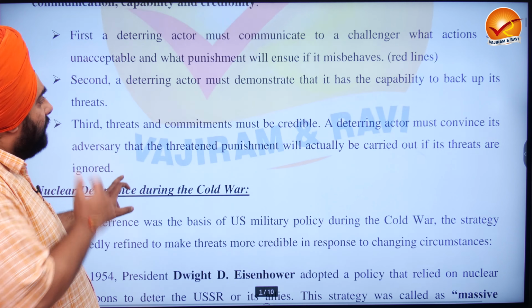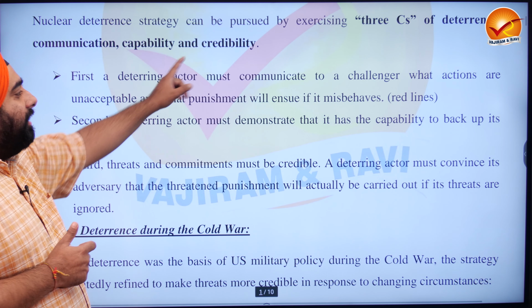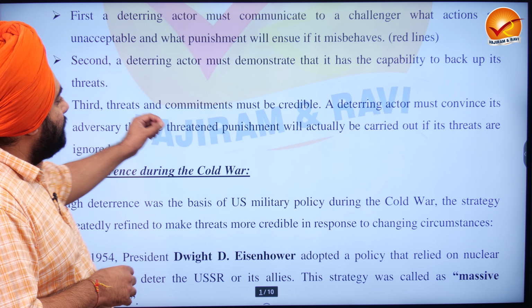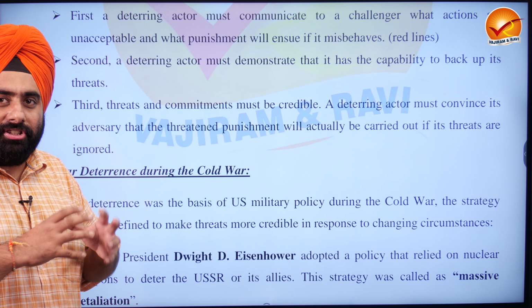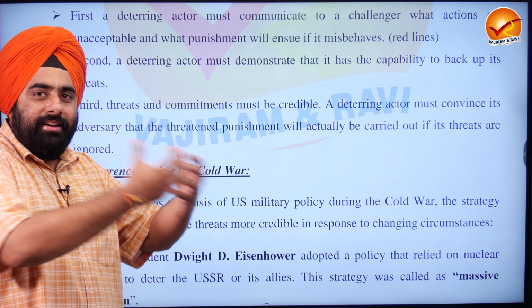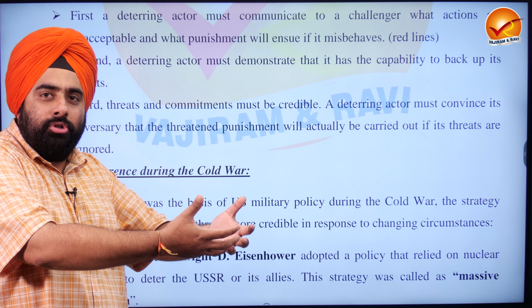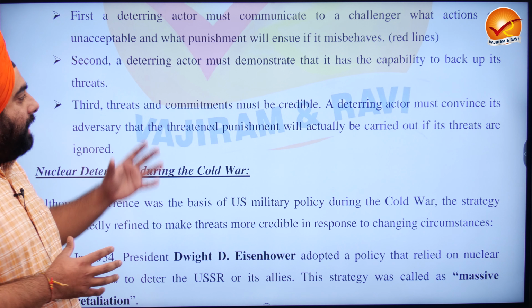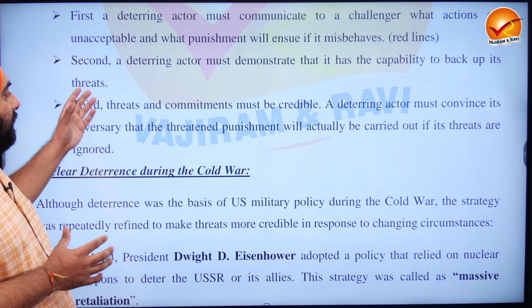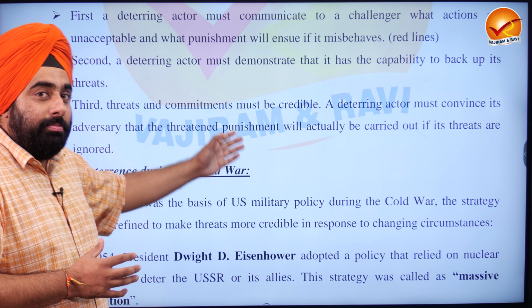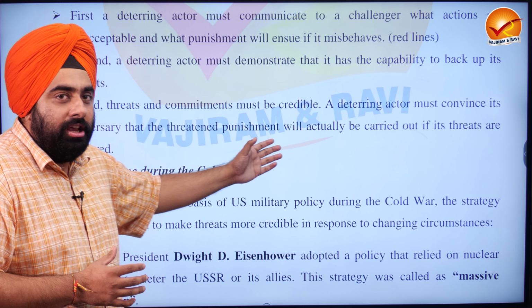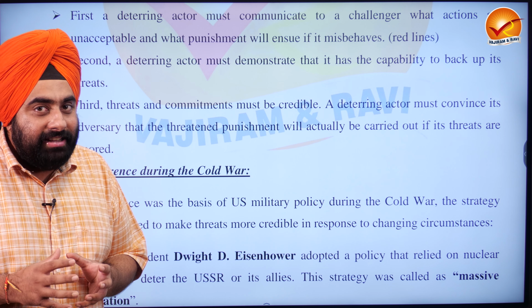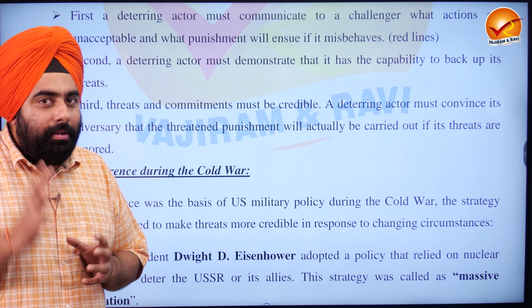Thirdly, the third C is the C of credibility. Now it is also very important that your threats and commitments must be credible. Whatever threats you are giving to your adversaries, that if my national security is threatened, then I am bound to use my nuclear weapons, these threats should be credible threats. You should be able to convince others that the threatened punishment, that nuclear weapons will be launched if my red lines are crossed or my red lines are violated. So credibility is also very important.